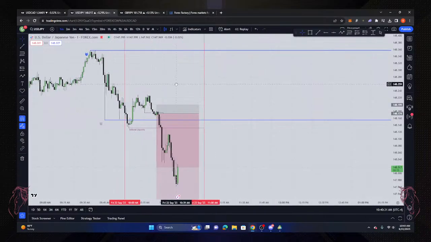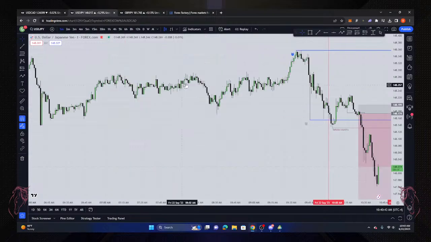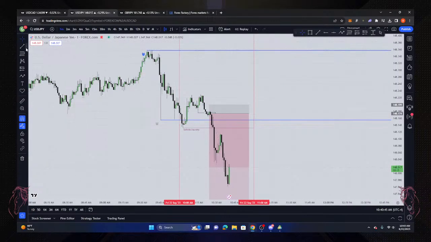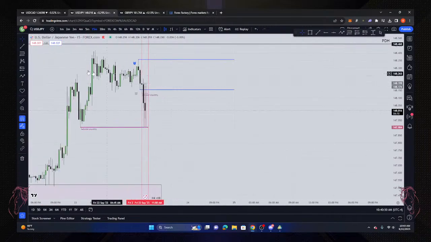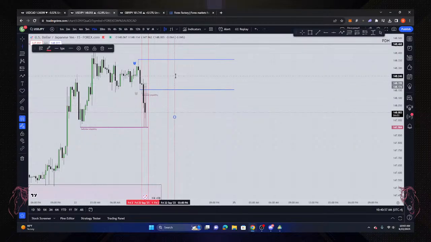Now, it does form 3 times per day, once in the London session and twice in the New York session. It happens once in the New York AM session, and then the second time in the New York PM session. So let's say you don't find an entry for today in the AM session. You could easily go to the PM session between 2 and 3 p.m. and find another silver bullet setup.